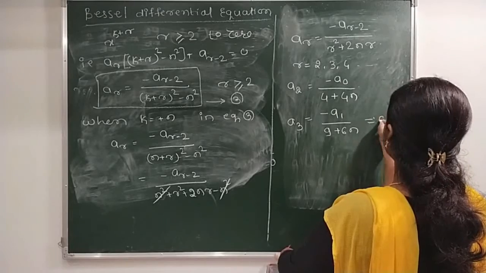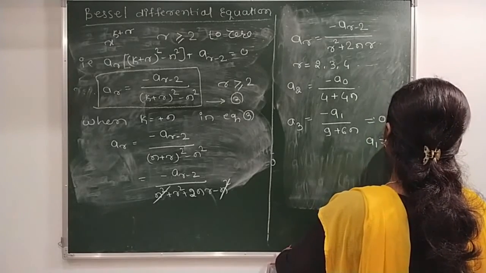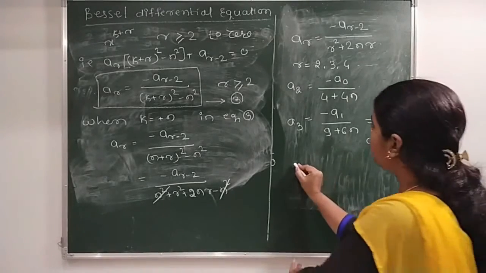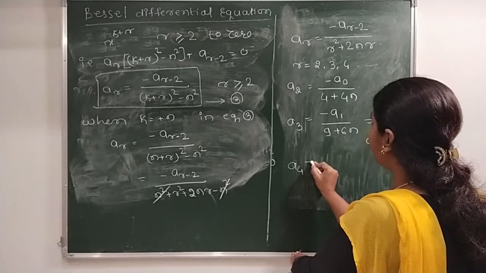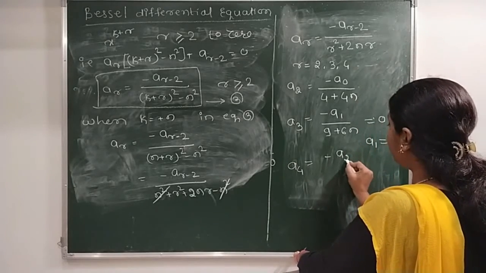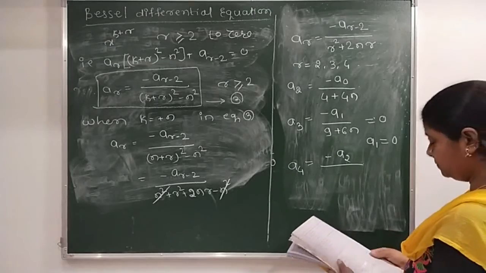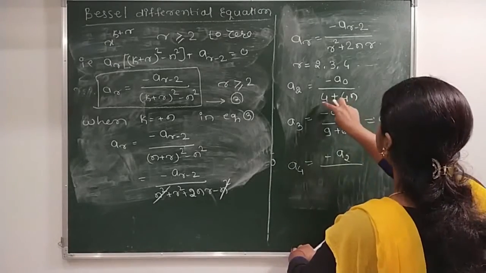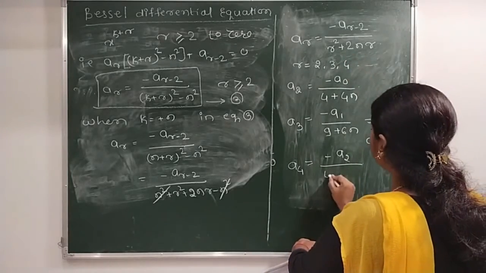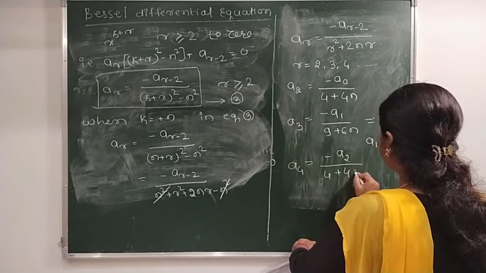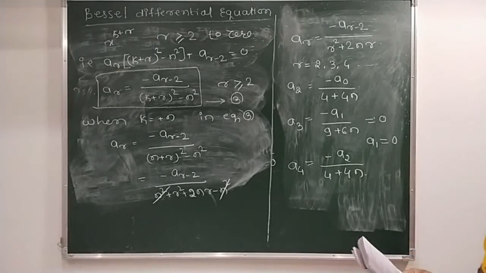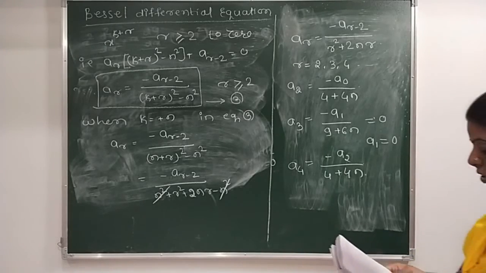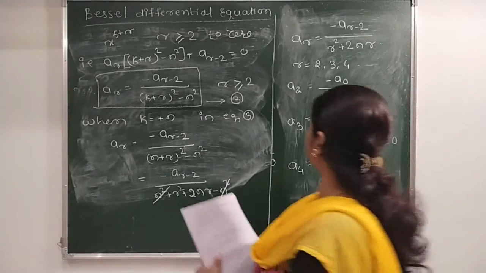This value becomes 0 because a1 we made it 0. Similarly, we have to find it for a4: minus a2 divided by r square plus 2nr, that is 4 plus 4n. This value we have to substitute in our equation number 2.